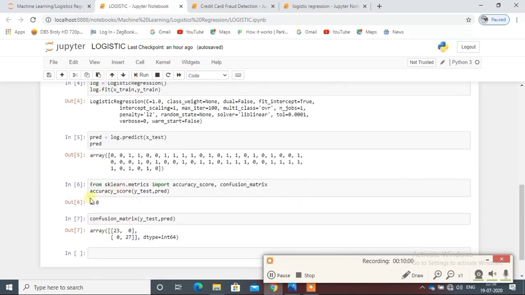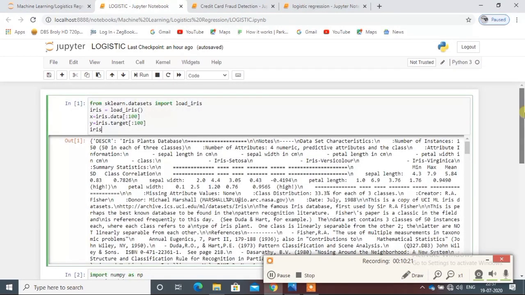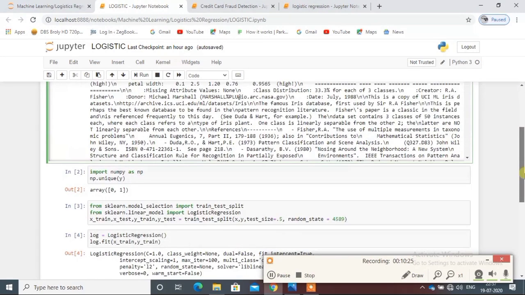Our prediction score is 100%, because the iris data is very small, so it gives you 100% accuracy. You can check there is little error, and our true positives and true negatives also look good. So this is our logistic way of doing this technique.